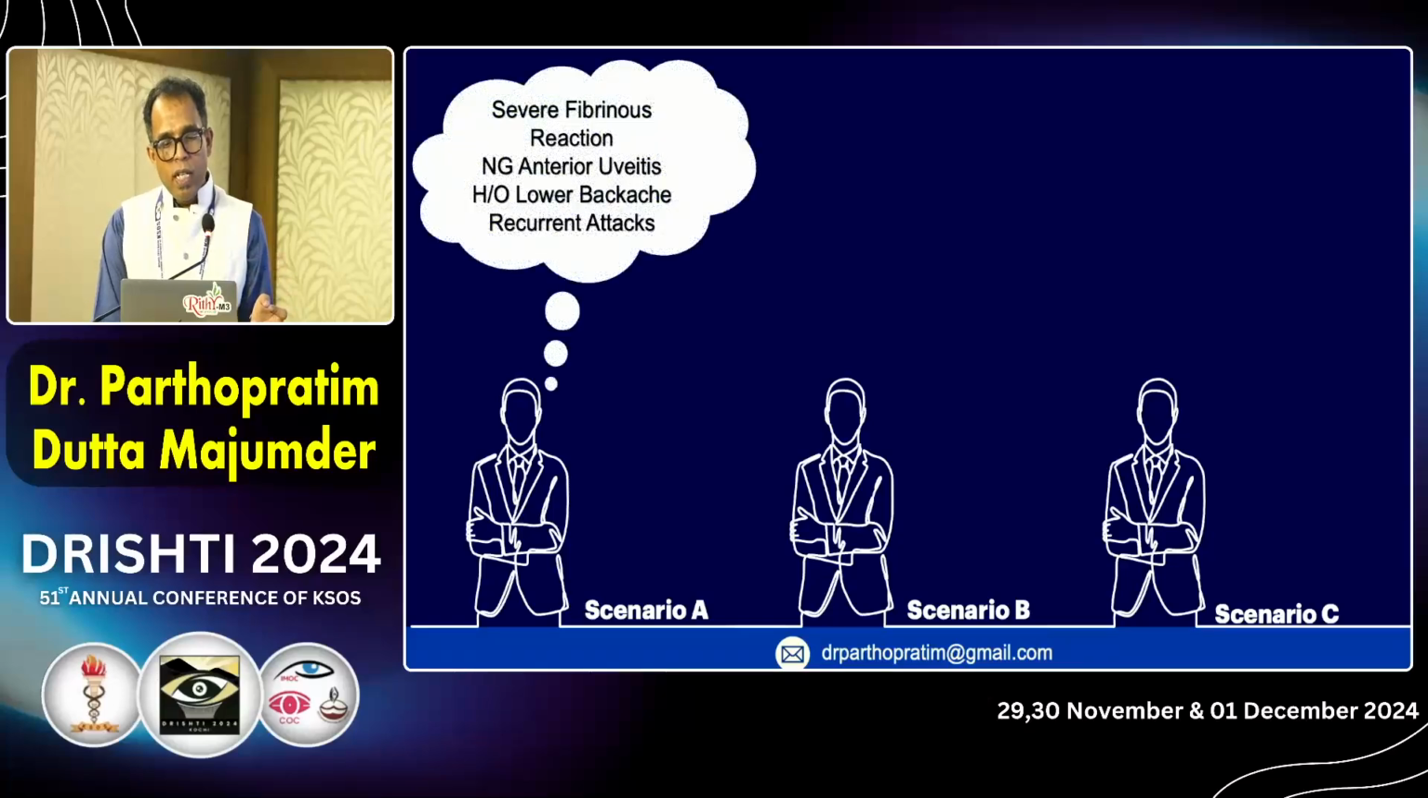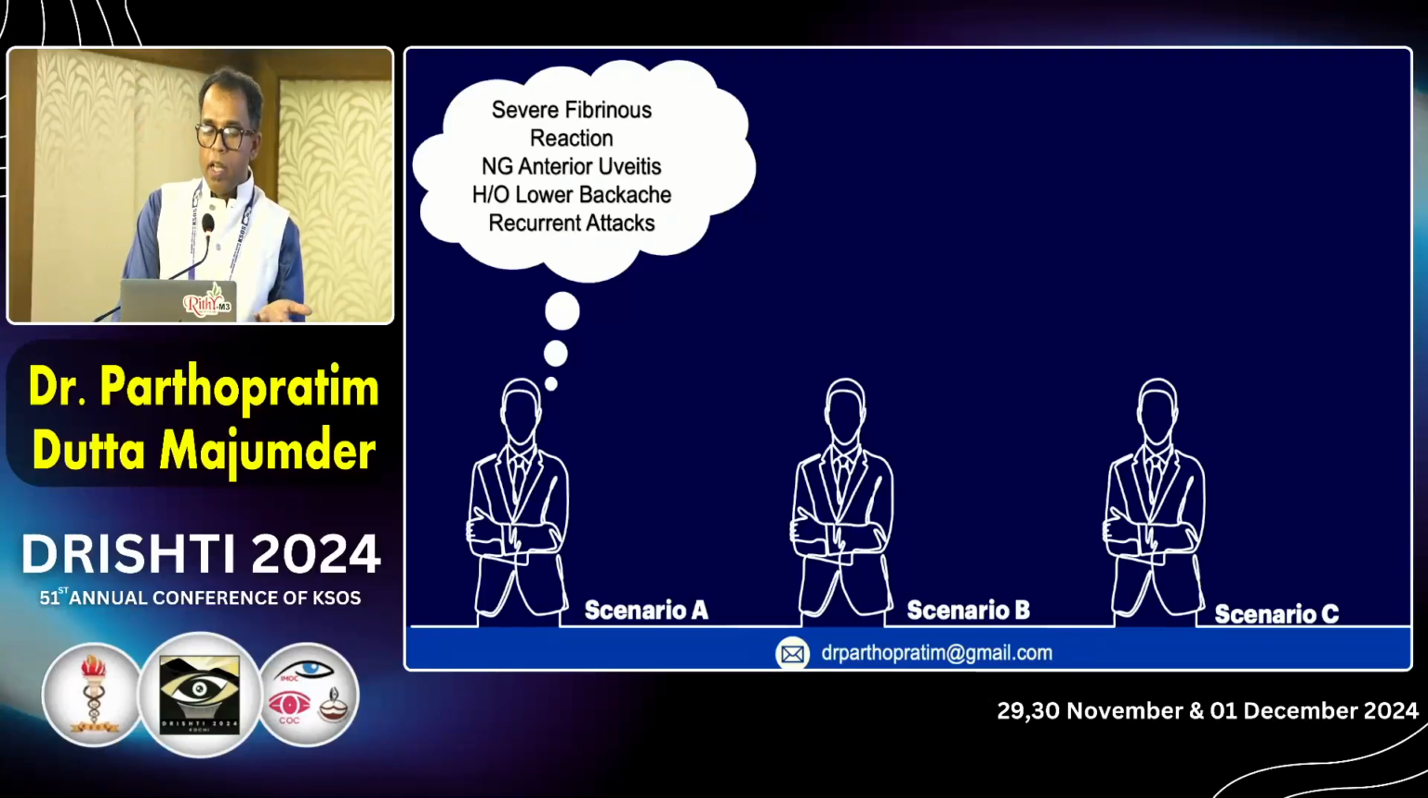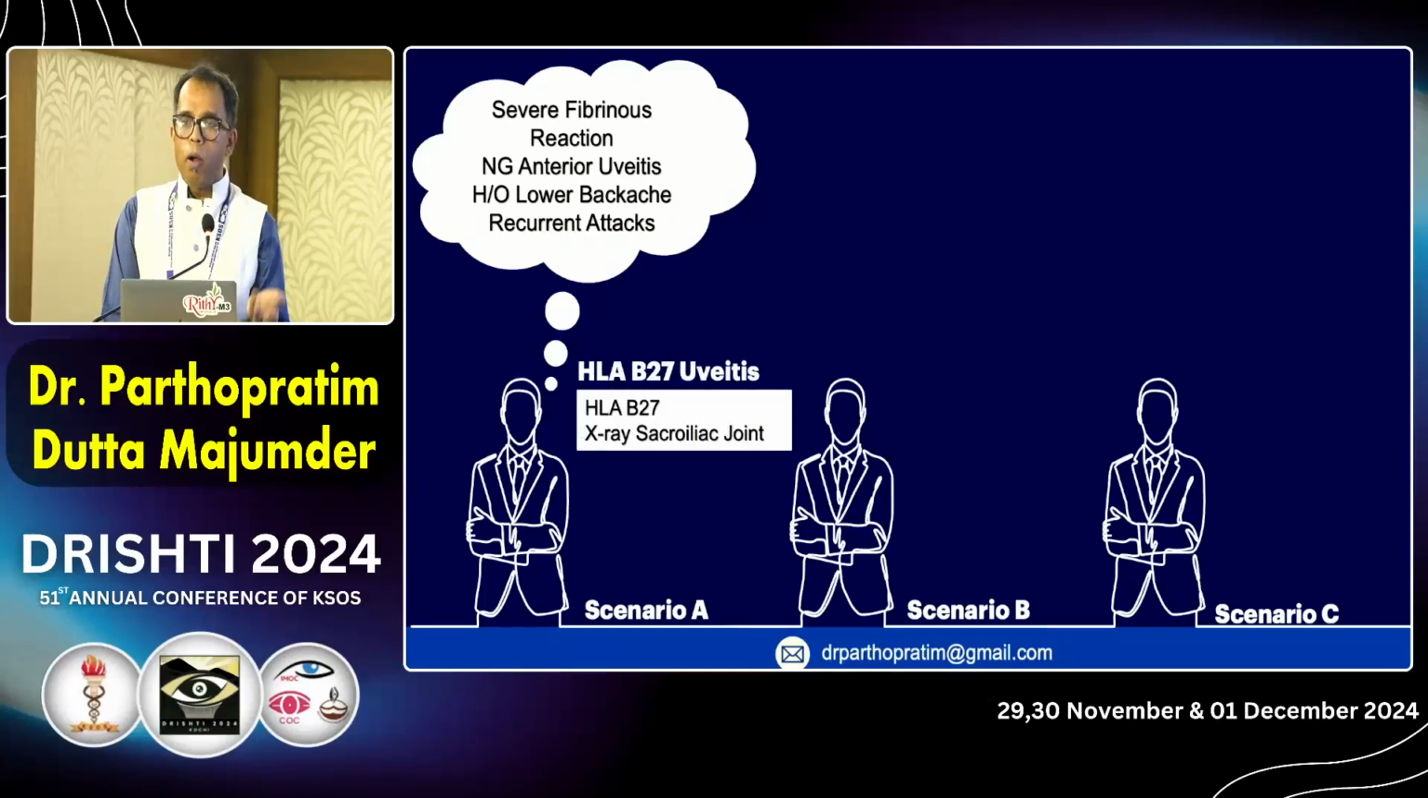So in scenario A, we assume that a patient of hypopyon has severe fibrinous reaction, non-granulomatous anterior uveitis. The patient also gives us a history of lower backache, and she complains of recurrent attacks. So what can be the possibility? Probably we are dealing with HLA-B27 from the history and the clinical phenotype, and we'll order HLA-B27 and only an X-ray of the sacroiliac joints. These are the two.